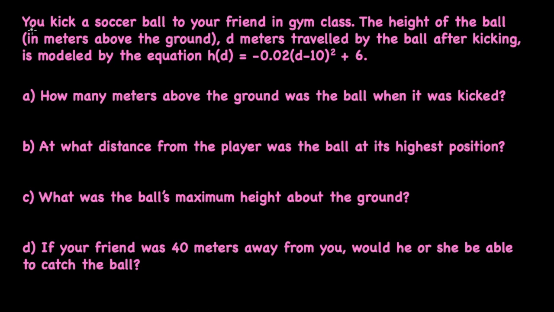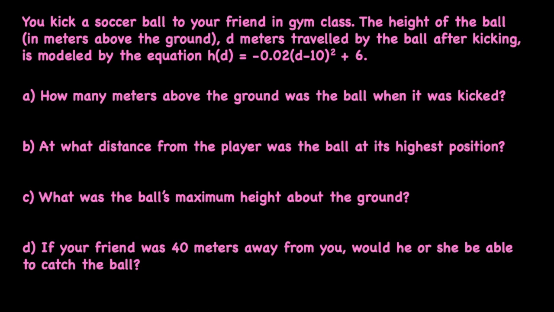So our problem states, you kick a soccer ball to your friend in gym class. The height of the ball, in meters above the ground, and d, meters traveled by the ball after kicking, is modeled by this equation. Now the first part asks, how many meters above the ground was the ball when it was kicked? Whenever we are trying to solve any sort of word problem, we first need to identify what critical point the question is asking us to find. This may be the y-intercept, the x-intercepts, or the vertex, or any point along the parabola.